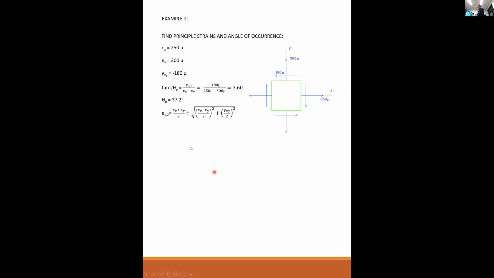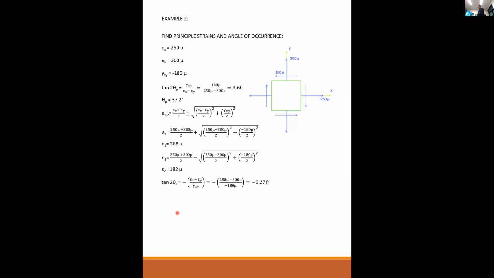My principal strains, epsilon 1 and 2, are equal to this equation, and I just plug in the values. I got 250 plus 300 over 2, plus or minus the square root of 250 minus 300 over 2 squared plus minus 180 over 2 squared. Epsilon 1 is the largest value, 368 mu. Epsilon 2, you do the negative, and you get 182 mu.